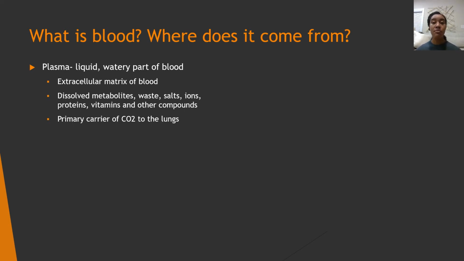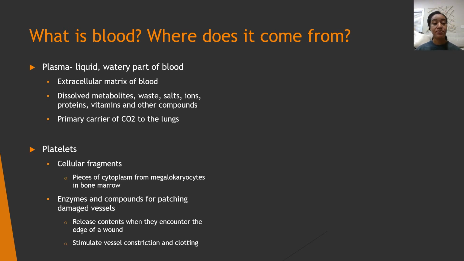So one of the major components of blood is plasma. And plasma is the liquid, watery part of the blood that allows it to kind of flow. Plasma makes up the extracellular matrix of the blood, and it's composed of dissolved metabolites, proteins, salts, ions, water, and various other compounds that are traveling through the vessels. And plasma is also the primary carrier of CO2 from the tissues to the lungs. So the CO2 is primarily dissolved in the plasma so it can be transported to the lungs and removed from the body.